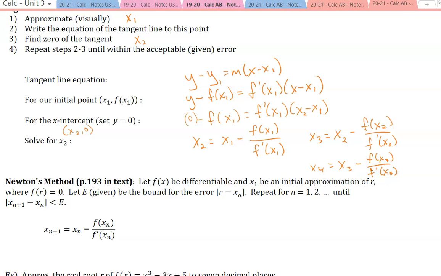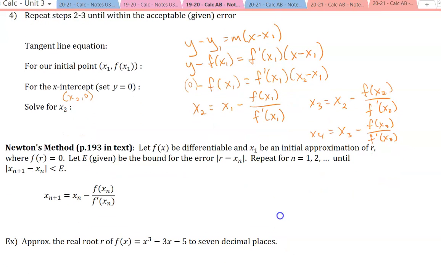I think you get the picture. And we continue that process until we have gotten close enough. Now, close enough is going to be determined by the problem. So it might say to this many decimal places. If that's the case, you continue repeating this process until it stops changing at that decimal. Okay, and so you'll see here an example when we do this first one.